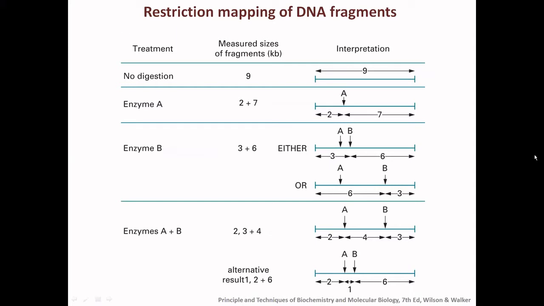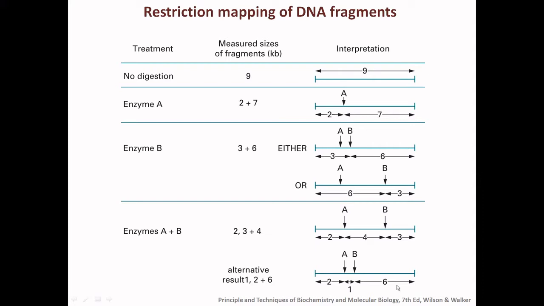So this is an example of restriction digestion or restriction mapping. With no digestion, it is 9 kb. With enzyme A, we can see there are 2 fragments, one is 2, another is 7. With enzyme B, there are also 2 fragments, one is 3, another is 6. So it can be this way, or it can be another way. Then when we combine the two enzymes A plus B, it is a partial digestion, so we can get 2 and 3 plus 4. Alternatively, we can get 2 plus 6.